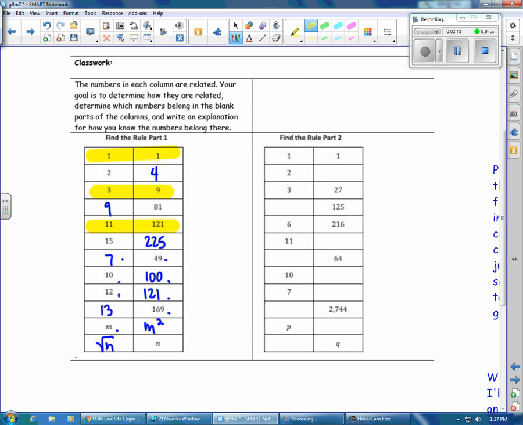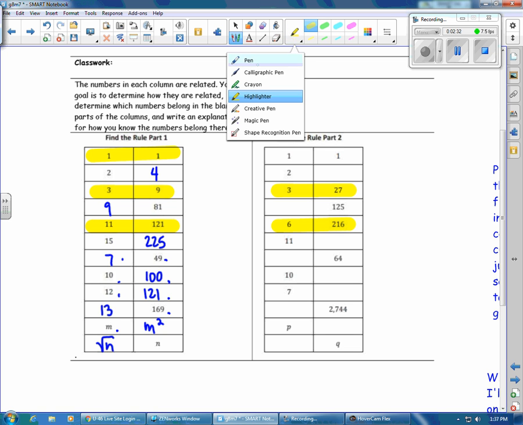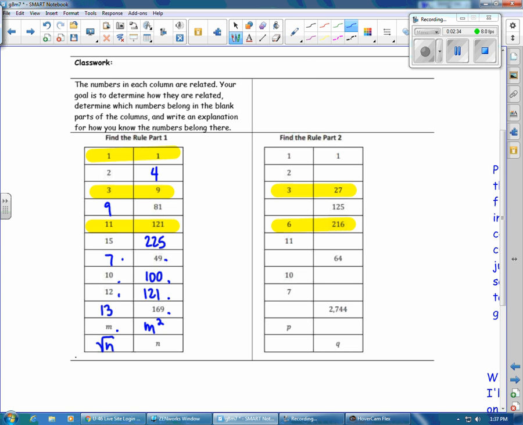Let's take a look at the ones that are filled out again. We've got 3 and 27, 6 and 216. Those are the only two that they gave us that are going to give us any information to draw a conclusion on, because for 1, it could be anything. Your input's 1, your output's 1. We know it's a multiplication because 1 times 1 is 1. What could the rule be here, though?